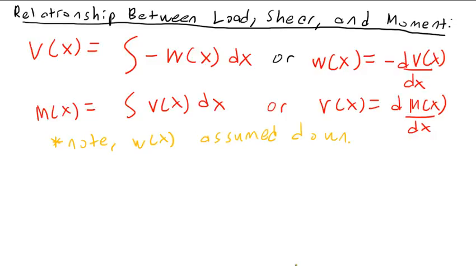In terms of loadings on beams, most distributed loadings are usually downward. If you think of a floor and the weight of objects upon it, things like that. So we define downward as positive. If you had an upward distributed force on a beam, it would actually be an integral of a negative, so you'd end up with a positive shear.